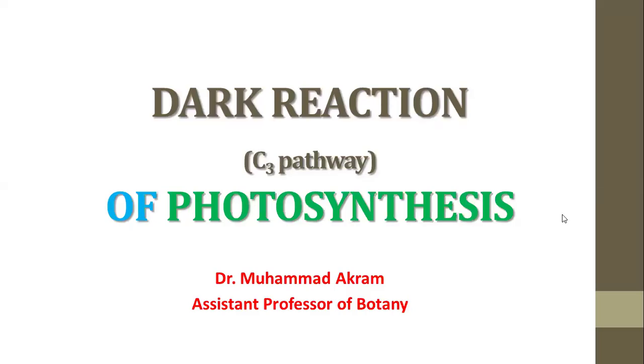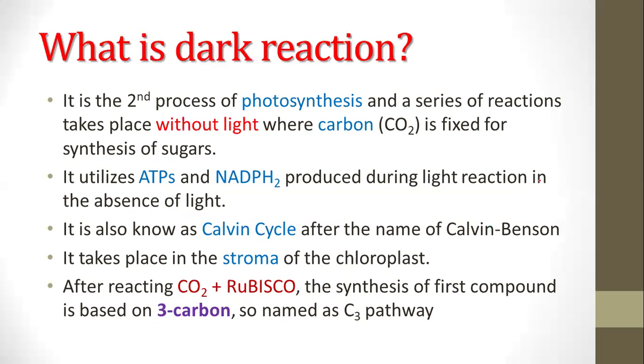Today we will discuss the second step of photosynthesis, which is known as the dark reaction. First of all, we will see what the dark reaction is. It is the second process of photosynthesis, a series of reactions that takes place without light, where carbon dioxide is fixed for the synthesis of sugars.